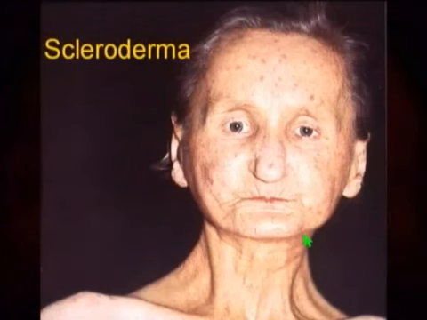Here again, a patient with tight skin. Here you can see she's got some telangiectasia on her forehead. So if you looked closely at those, they just look like tiny dilated blood vessels there. And you can see that kind of tightness around her mouth as well.